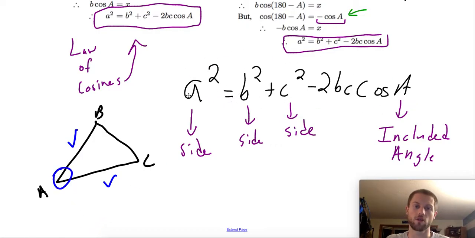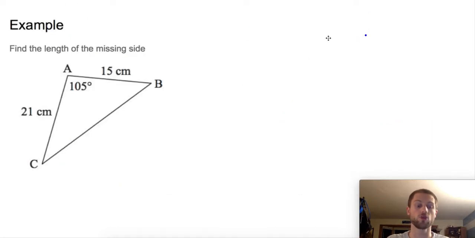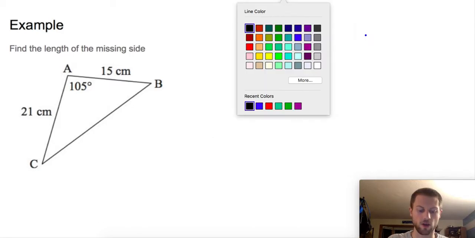Really, it doesn't matter what your A, your B, your C are, but think of it more as a side, a side, a side, and then the angle that is included between these two sides. So now that we have the law of cosines as this equation, we're ready to apply it. Let's see an example of how to use this. Right now I have a side, an angle, and a side. That's one of the scenarios that I'd like to use for the law of cosines. Let me jot that down again, so we can use it as a frame of reference.